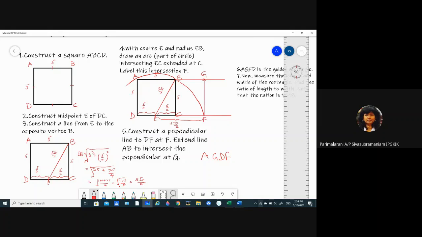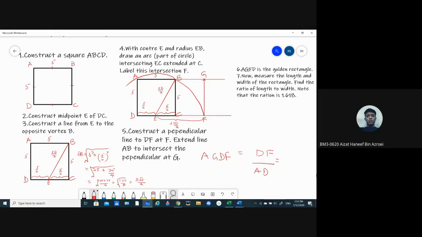Okay. So now let's see if our rectangle follows the golden ratio. So how do we know if our rectangle follows the golden ratio? We need to find the ratio of, say, DF over AD. What is DF now? What is the length of DF? It is DE plus EF. DE is 5 over 2 plus EF is 5 root 5 over 2 over AD is 5.